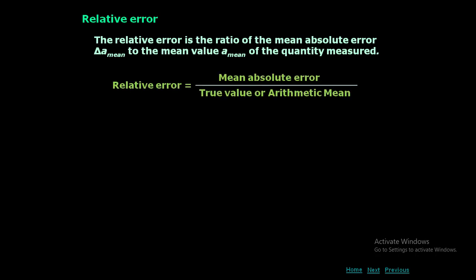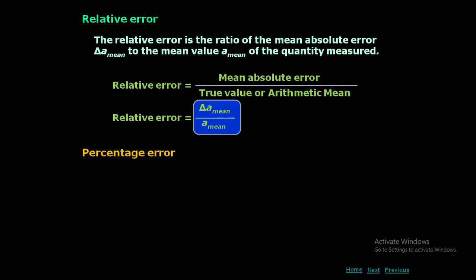Relative error. The relative error is the ratio of the mean absolute error delta A mean to the mean value A mean of the quantity measured. So already we determined how to find A mean and how to find delta A mean. If you take the ratio of these two, you are going to get the relative error. So relative error is equal to mean absolute error divided by true value or arithmetic mean. The formula is delta A mean by A mean.